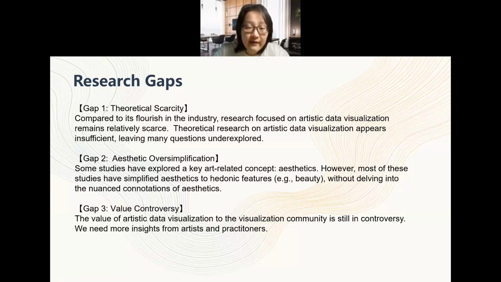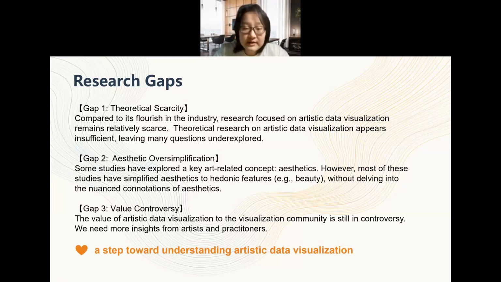Lastly, the value of artistic data visualization is still in controversy. We need more insights from artists and practitioners. So to address these gaps, we took an initial step toward understanding artistic data visualization.